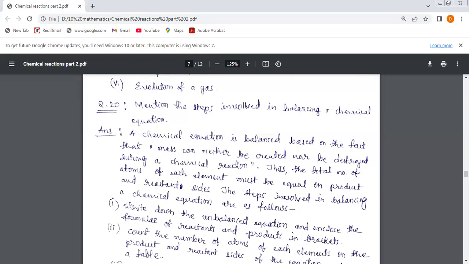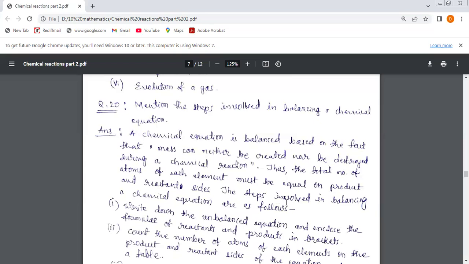a chemical reaction. So this is a very important basic law in nature. Mass can neither be created nor be destroyed during a chemical reaction. Only it turns from one form to another form. So it's called the law of conservation of energy. And thus the total number of atoms of each element must be equal on the product and reactant sides.